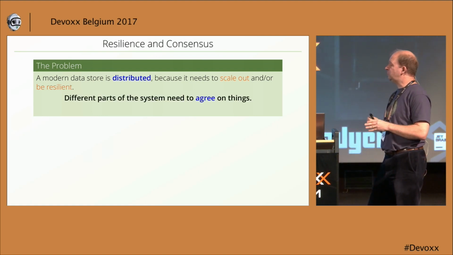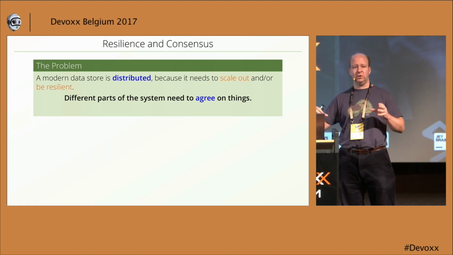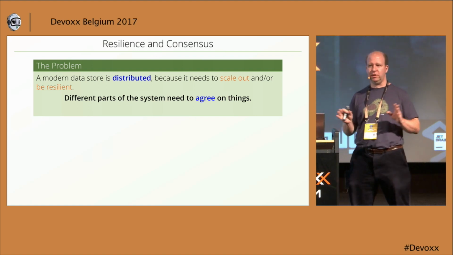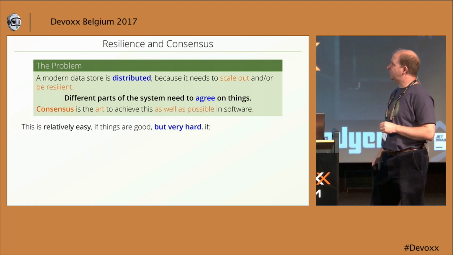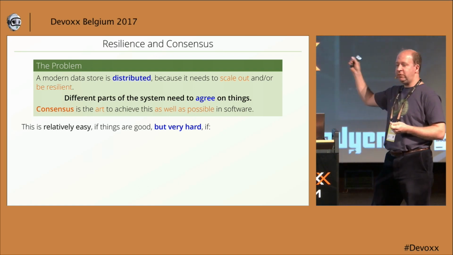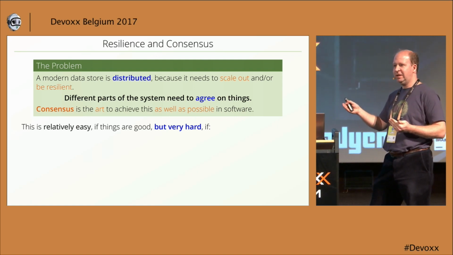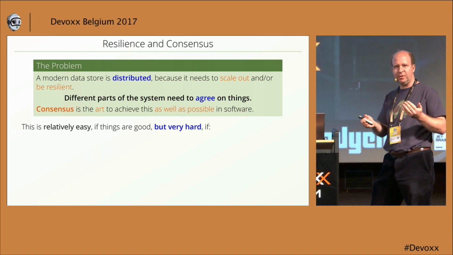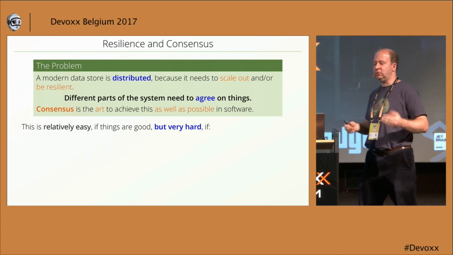Now, as soon as you have different parts on different servers, then these essentially have to agree on things, whatever they are, your data, configuration data, whatever. The time, say. And so, in a kind of semi-definition, I would say consensus is the art to achieve this as well as possible. And I call it an art because there's no end to the problem, essentially. You can't really solve it. You can just approximate it in a sense, as we will see in a second.